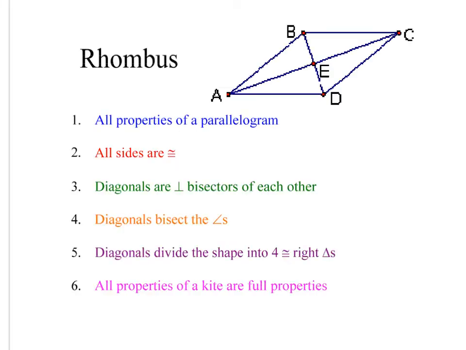And yes, the plural of rhombus is rhombi, R-H-O-M-B-I. One rhombus, two rhombi. One square, two squirrels. Okay, never mind. All right.